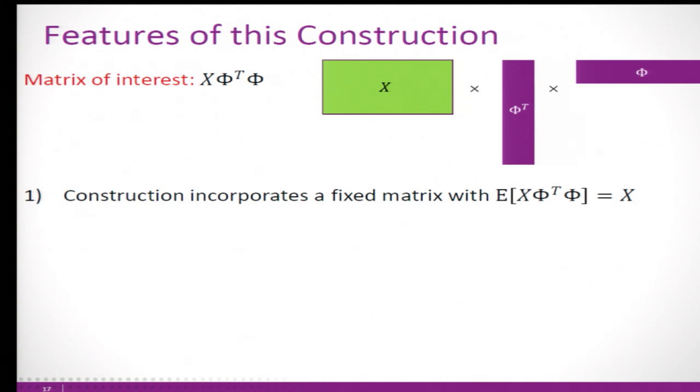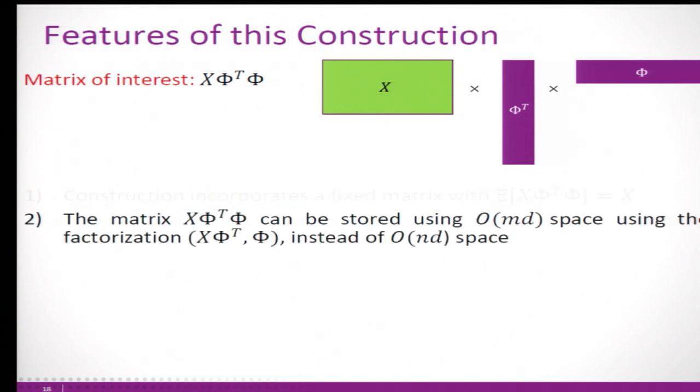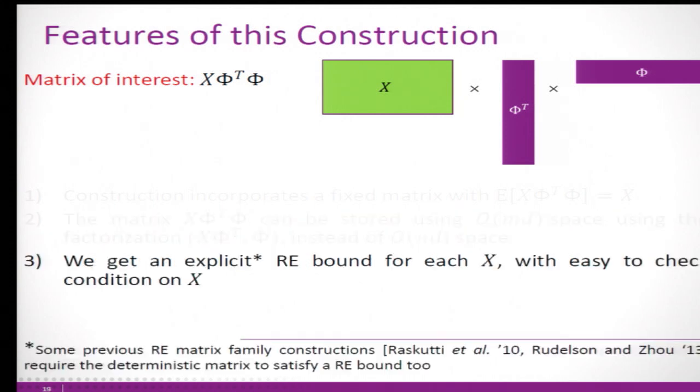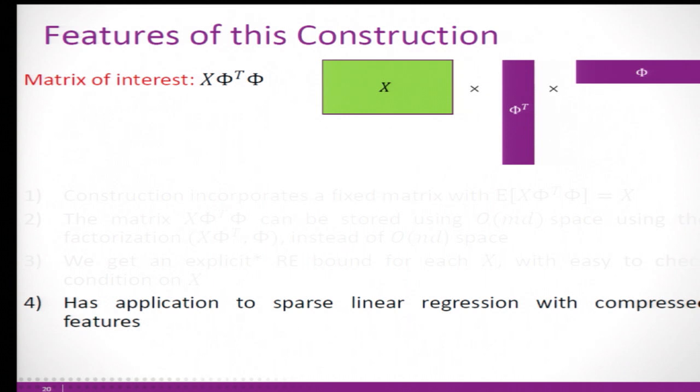Some of the features of the construction are that we can incorporate any fixed matrix X in this construction. A nice property is that the compression, this matrix X phi transpose phi, can be stored in order of MD space, whereas if you want to store a typical design matrix of ND dimension, you need order of ND space. M is much smaller than N, so we get compression. We get an explicit RE bound for each X. And we have some applications to sparse linear regression with compressed features that I'm going to explain in the next few slides.